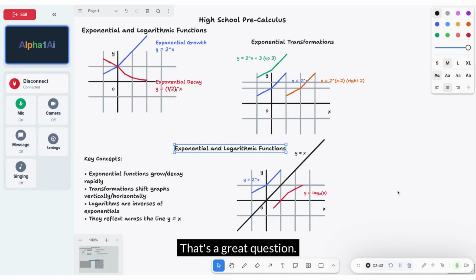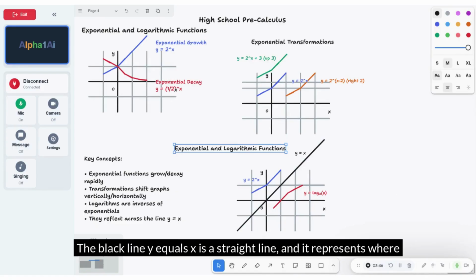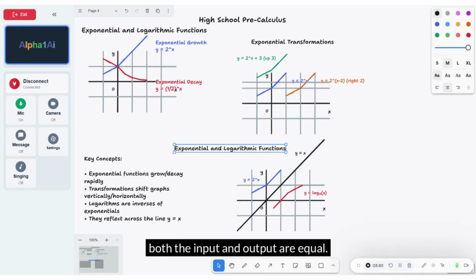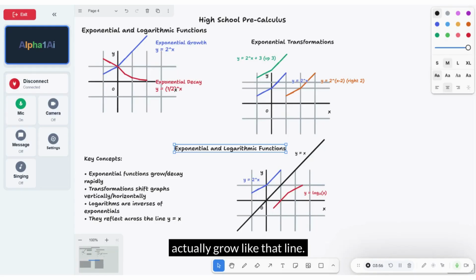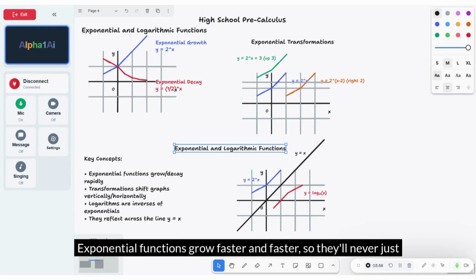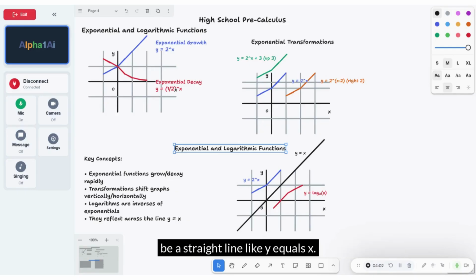That's a great question. The black line y equals x is a straight line, and it represents where both the input and output are equal. Now, exponential functions and logarithmic functions never actually grow like that line. Exponential functions grow faster and faster, so they'll never just be a straight line like y equals x.